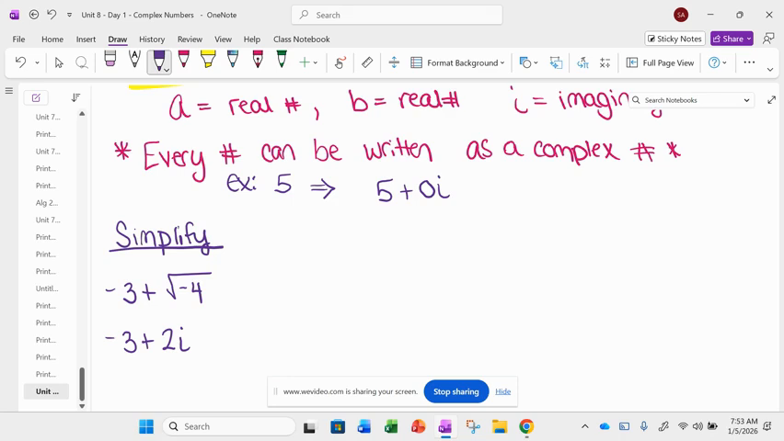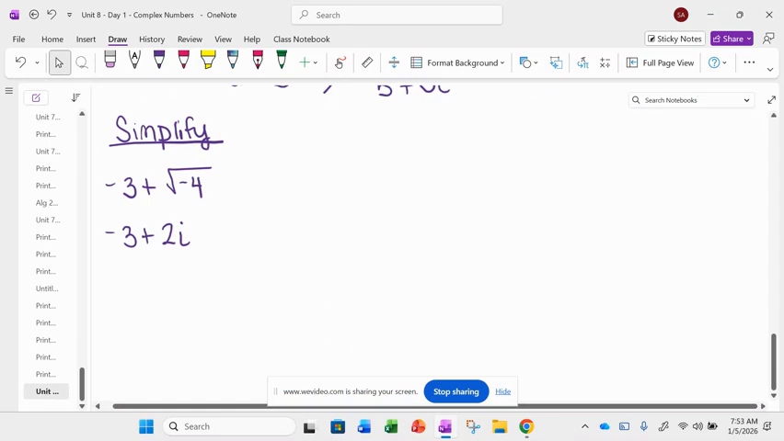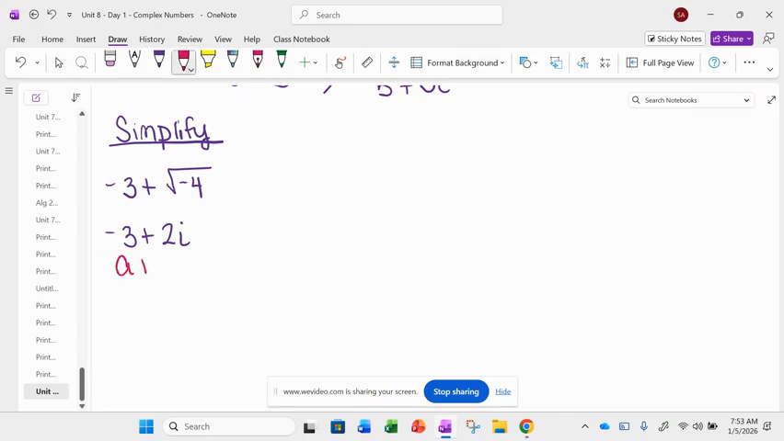They're not like terms. So in this negative 3 plus 2i, let's identify the a and the b. Do we all agree this fits the format of a plus bi? So our a is negative 3. What's b? 2, you got it.